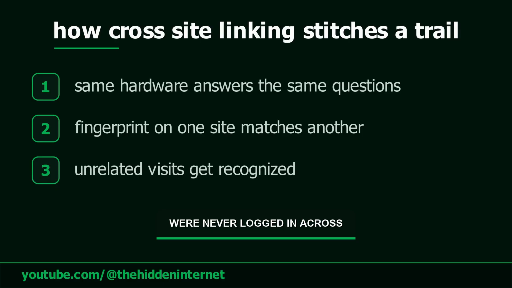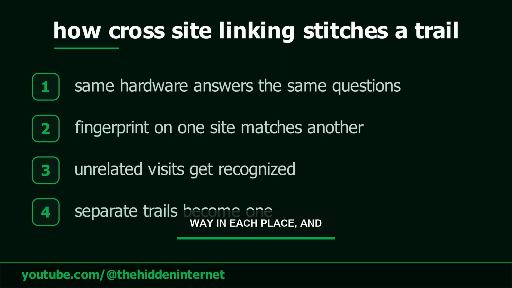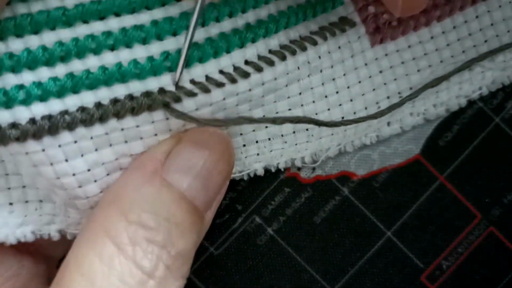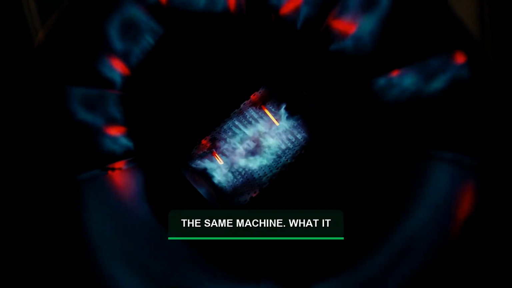You were never logged in across those sites, you never connected them, but the device answered the same way in each place, and a system that reads fingerprints can quietly stitch your separate visits into one trail. The sites did not need to know each other, they only needed to read the same machine.